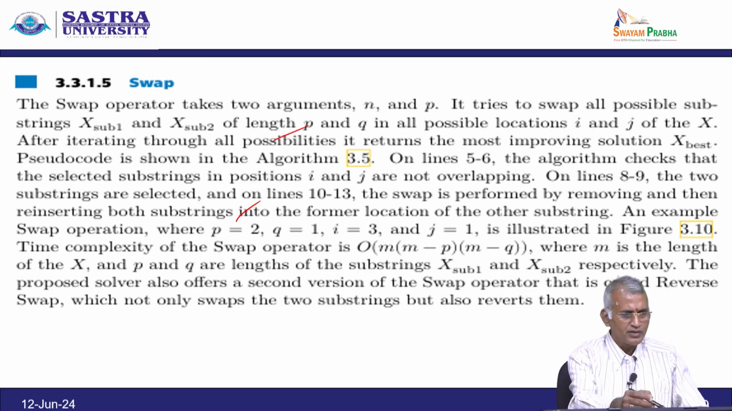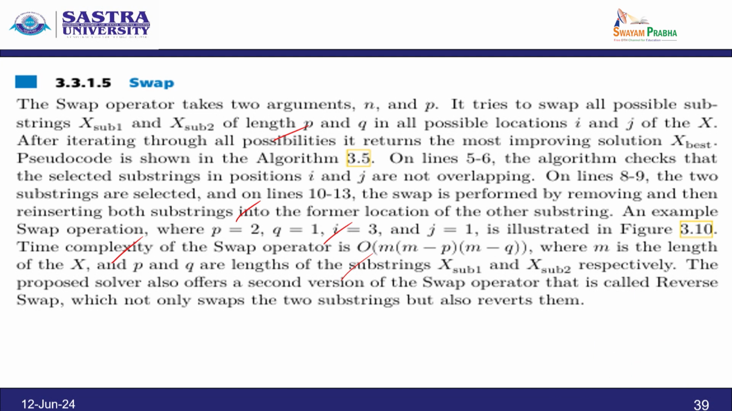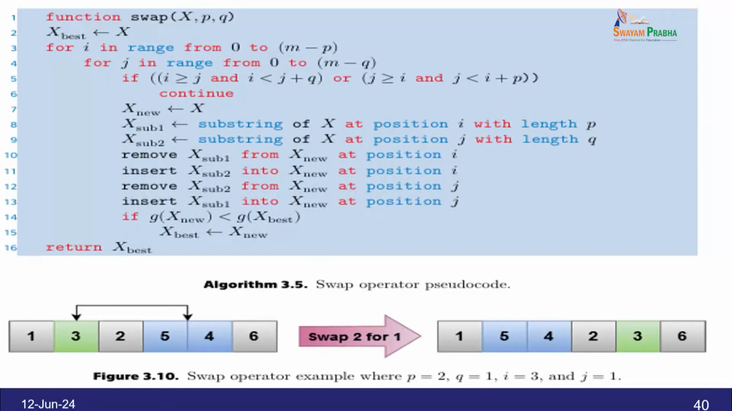The time complexity of the swap operator is order of m into (m minus p) into (m minus q), where m is the length of x, and p and q are the lengths of the substrings x substring 1 and x substring 2 respectively. The proposed solver also offers a second version of the swap operator, called reverse swap, which not only swaps the two substrings but also reverts them.